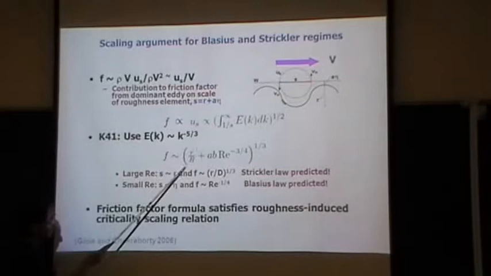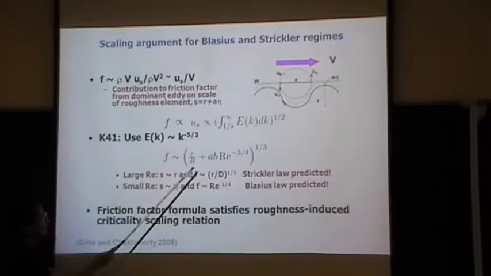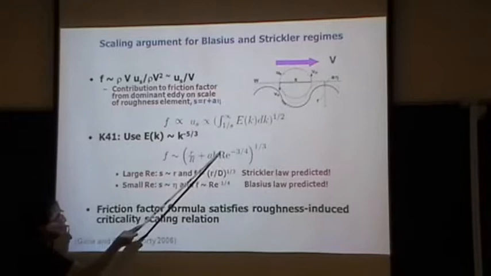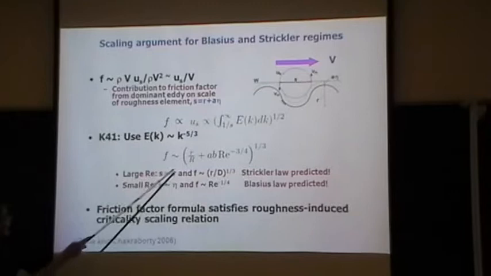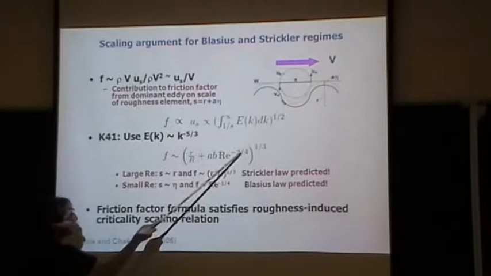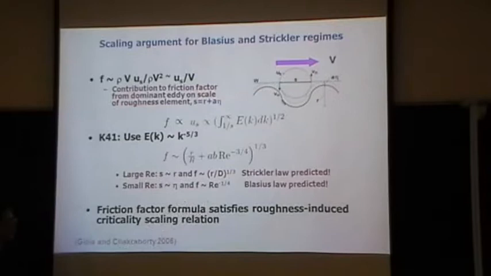So you predict the strictly. If on the other hand the fluid is turbulent, but the Reynolds number is small, then the Kolmogorov scale may be much larger than the scale of the roughness elements. In that case, this term is negligible, this is the one that's important, and now you get f goes as Reynolds to the 3/4 to the power 1/3, so you get f goes as Reynolds to the minus 1/4. So you predict the Blasius between them.